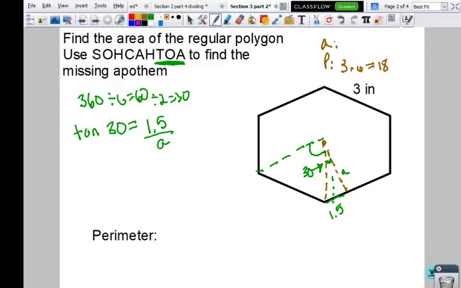Alright, so to start with, let's find tangent of 30. Make sure you're in degrees. Tangent 30. And we get 0.57. I get 0.57 equals 1.5.